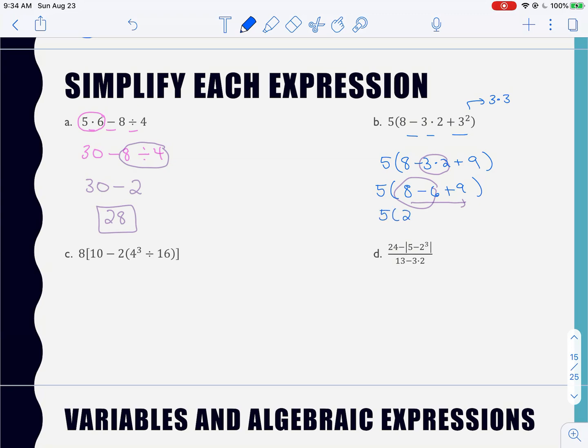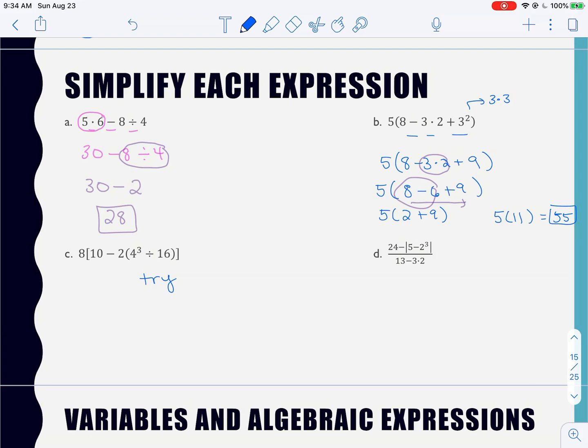So 8 minus 6 is 2, so this is going to be 5 times 2 plus 9. I still have parentheses, but the only operation left is addition. So this is going to be 5 times 11, and 5 times 11 is 55. I'm going to have you guys try C. You can check it against the finished notes.